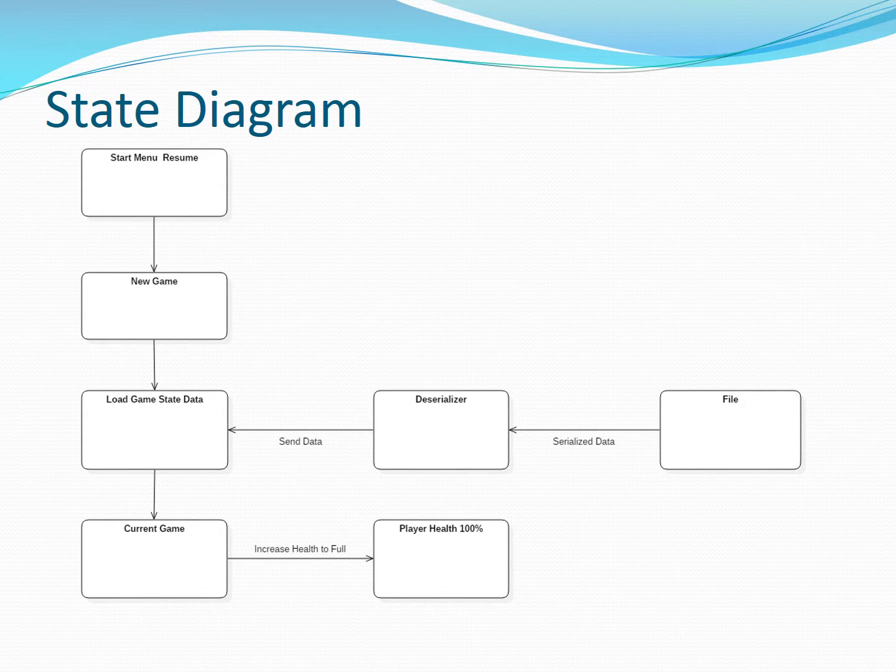Beginning in the start menu, when you select the Resume button, a new game will begin and data from a previously saved game will immediately be loaded in, and then the game will be resumed. And as you can see in the diagram, anytime a previously saved game is loaded, the player's health is fully restored. And finally, the game state data is loaded from the file into the deserializer and deserialized. Deserialized data is then loaded into the game. The game is then resumed.